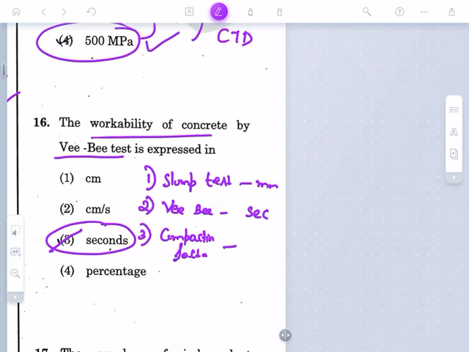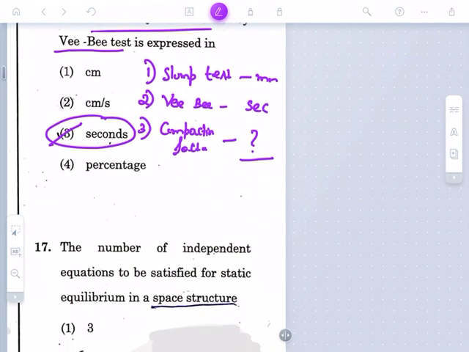For the compaction factor test, the workability of the concrete is expressed in terms of what? Please do comment in the comment section.